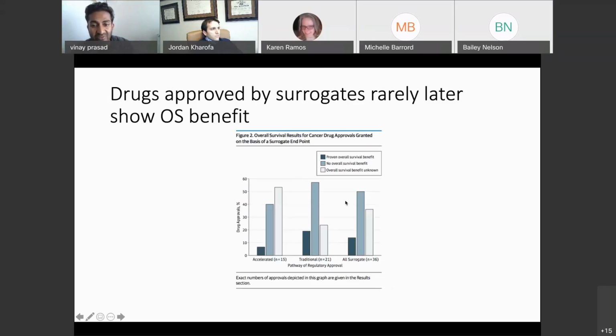This is an analysis we did of 36 surrogate drug approvals. We find about 16% of the time these drugs prove survival benefit, but the remainder of the time they either have a randomized trial that does not find a survival benefit, or they have never reported a randomized trial on survival. So for the majority of these drugs approved based on surrogates, we just don't know a few years later. We never know, actually. We just live with that uncertainty as to whether or not they improve OS. And that to me is a problem of drug regulation.